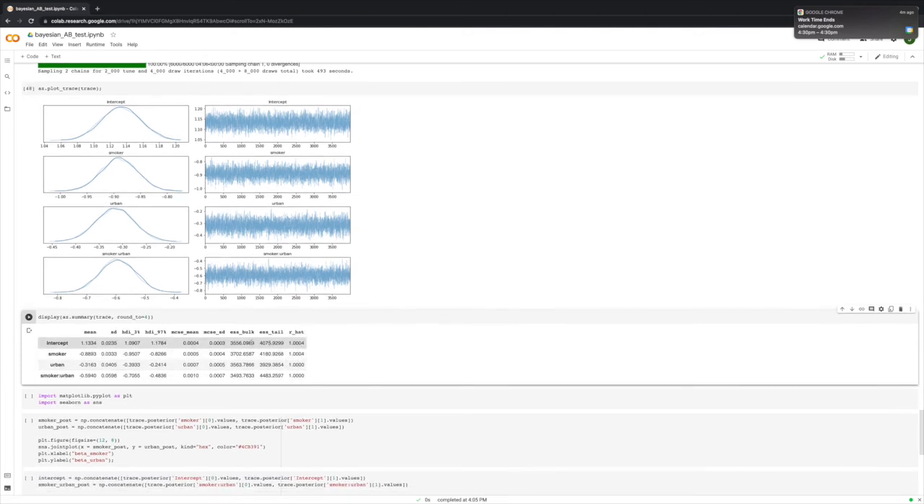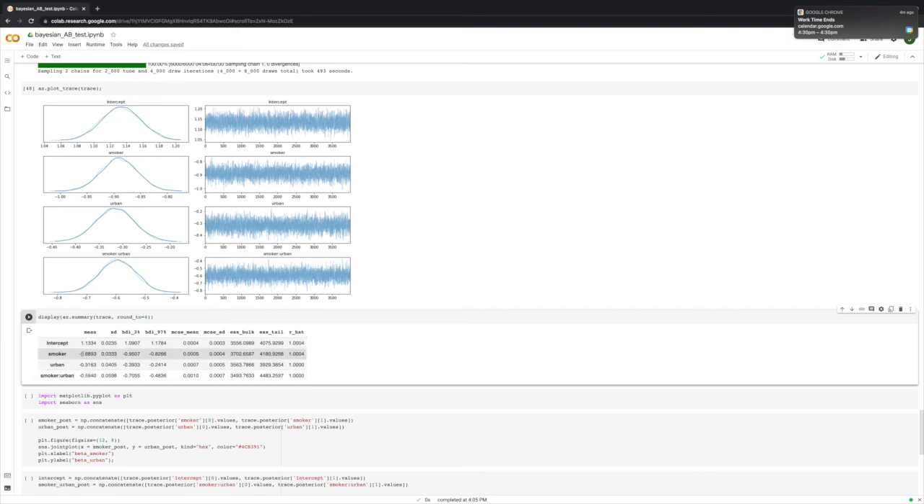R-hat's all very close to 1, that's great. A little bit of difference in the effective sample sizes, but nothing very big. These are close to 0. Good, good, good. So our intercept, these are much more complicated to understand than in the linear model.